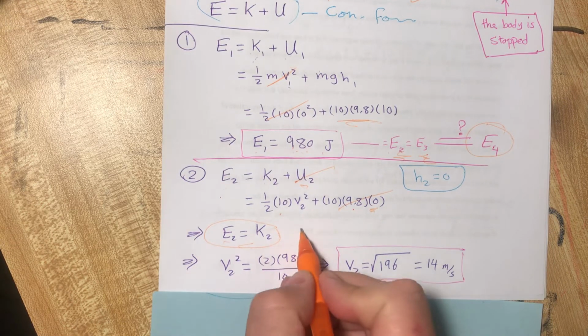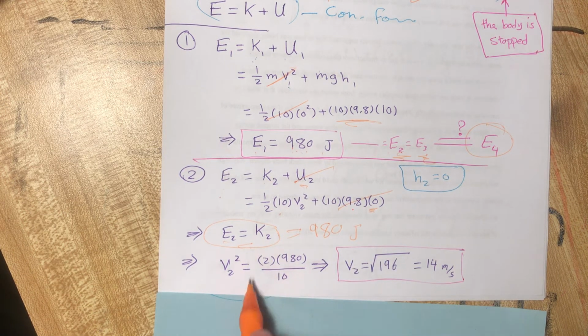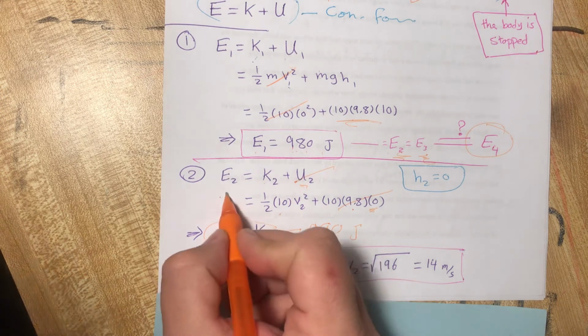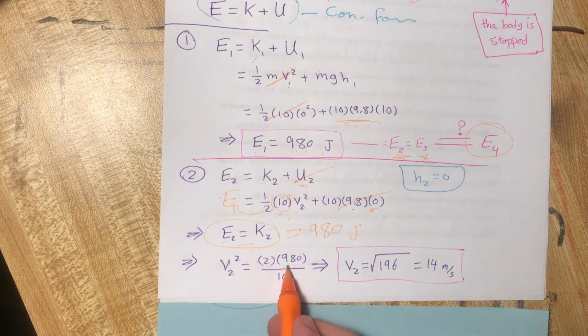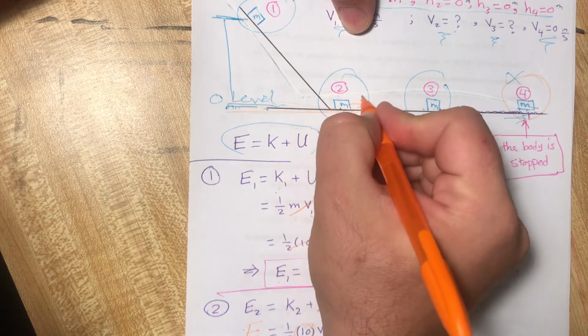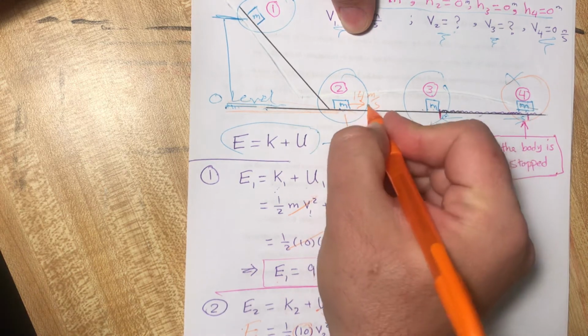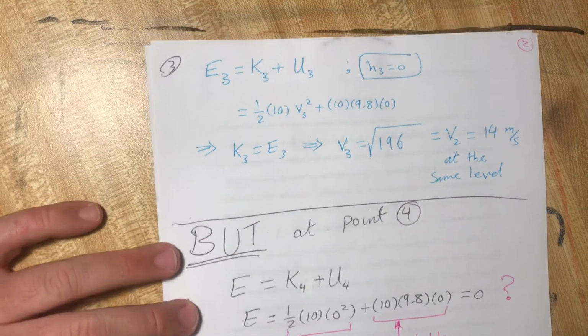So kinetic energy now is equal to 980 joules. From that we can find the velocity. The velocity squared is equal to 2 multiplied by the energy divided by 10. The velocity is the root of that, which is 14 meters per second. This is the velocity of the body in this direction. We will find that this is the same velocity on all of this surface because we don't have any friction force for this period. Okay.